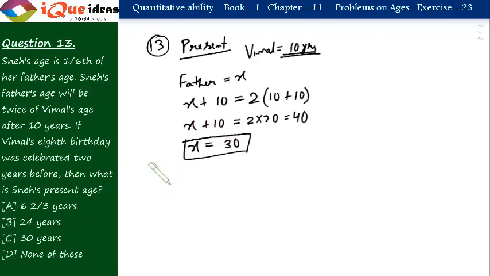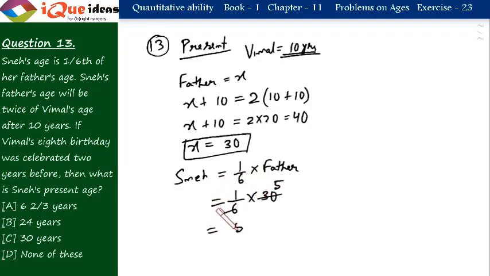Now the question is, what is Sneha's present age? Now Sneha's present age is 1/6 of the father's age. We have already calculated the father's age to be 30. So it is 1/6 into 30 and it cancels 5 times. So Sneha's age is 5 years. Okay, so the present age of Sneha is 5 years. So the answer seems to be none of these. Okay.